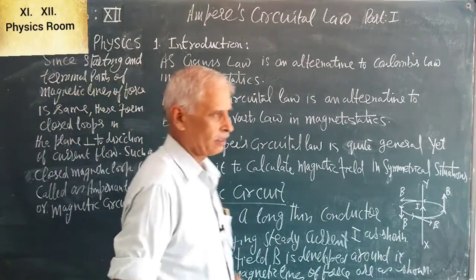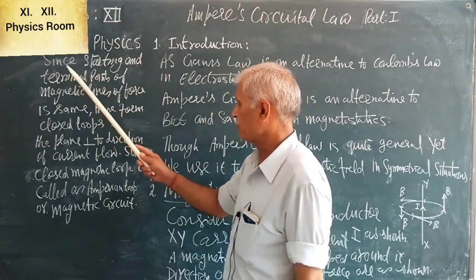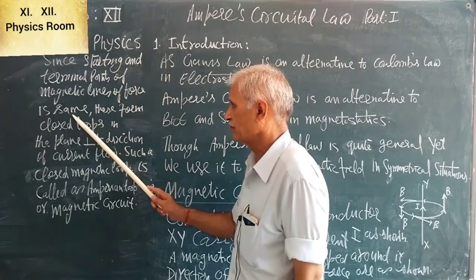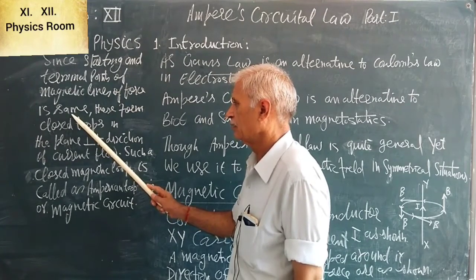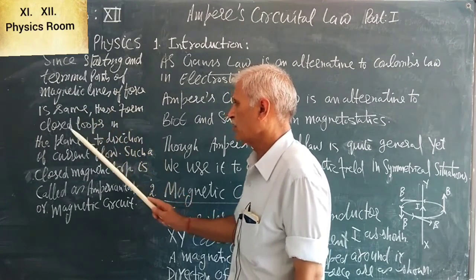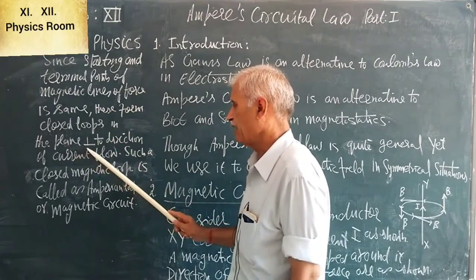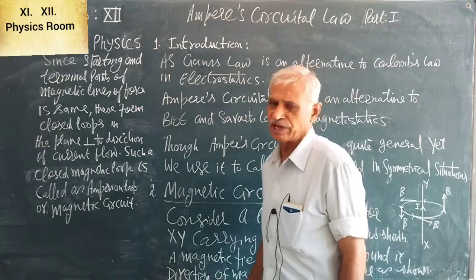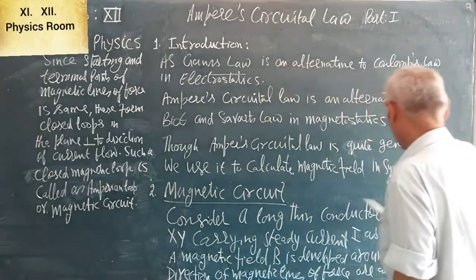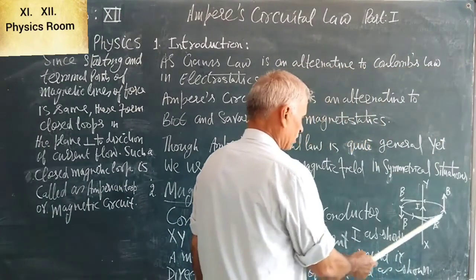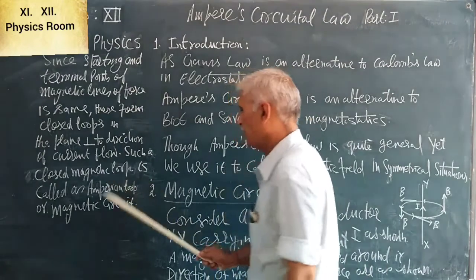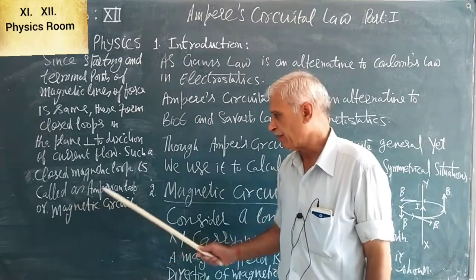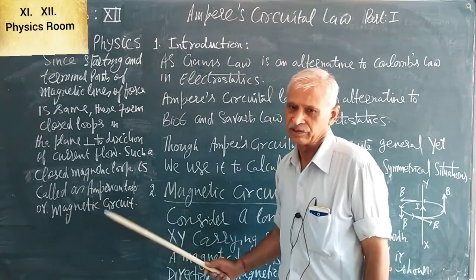Now since starting and terminal points of magnetic lines of force are the same, therefore these form closed loops in the plane perpendicular to direction of current flow. Such a closed magnetic loop is called an Amperian loop. It is called an Amperian loop or a magnetic circuit.